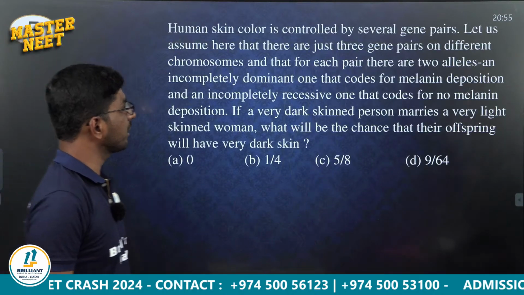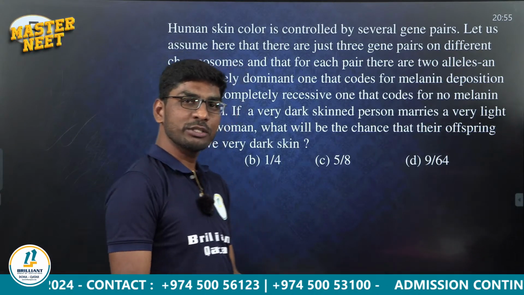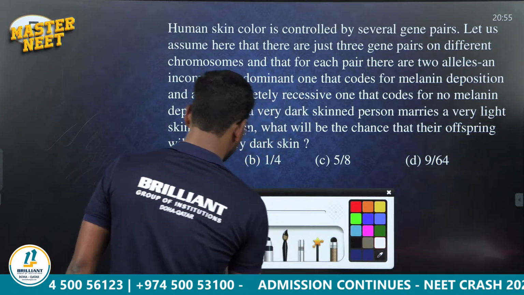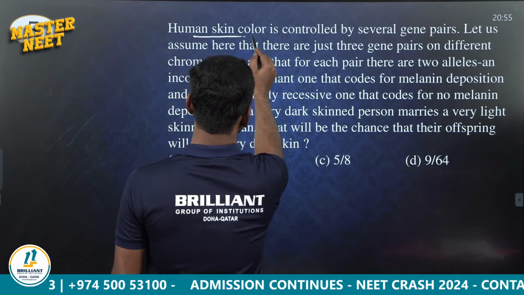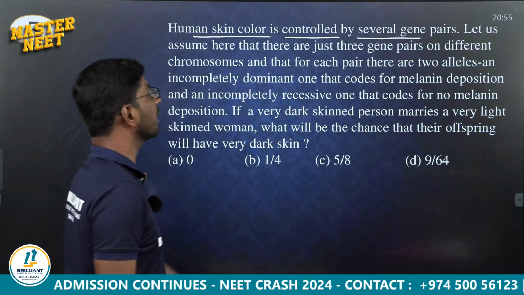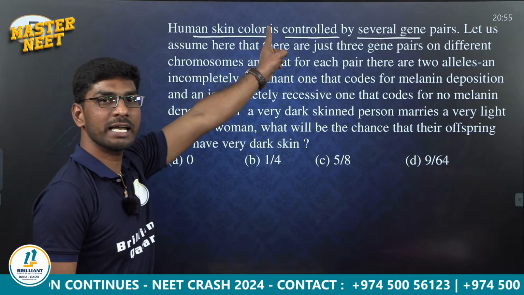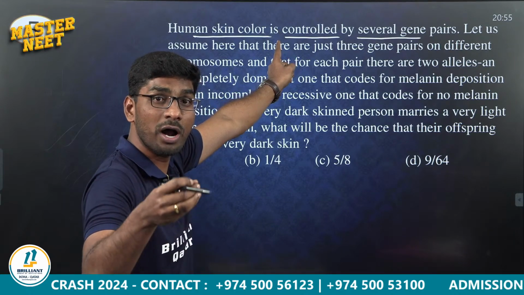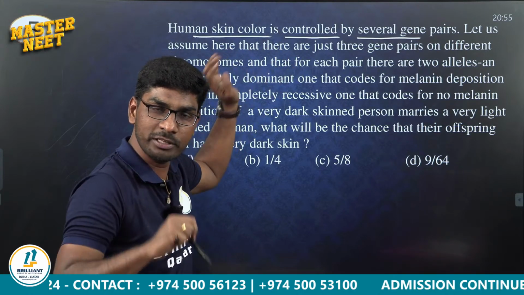Right. Look at here. Look at this question. This is a little lengthy question, right? The question tells us human skin color is controlled by several gene pairs. The given human skin color is the example of polygenic inheritance, quantitative inheritance. Do you remember this one, my dear?